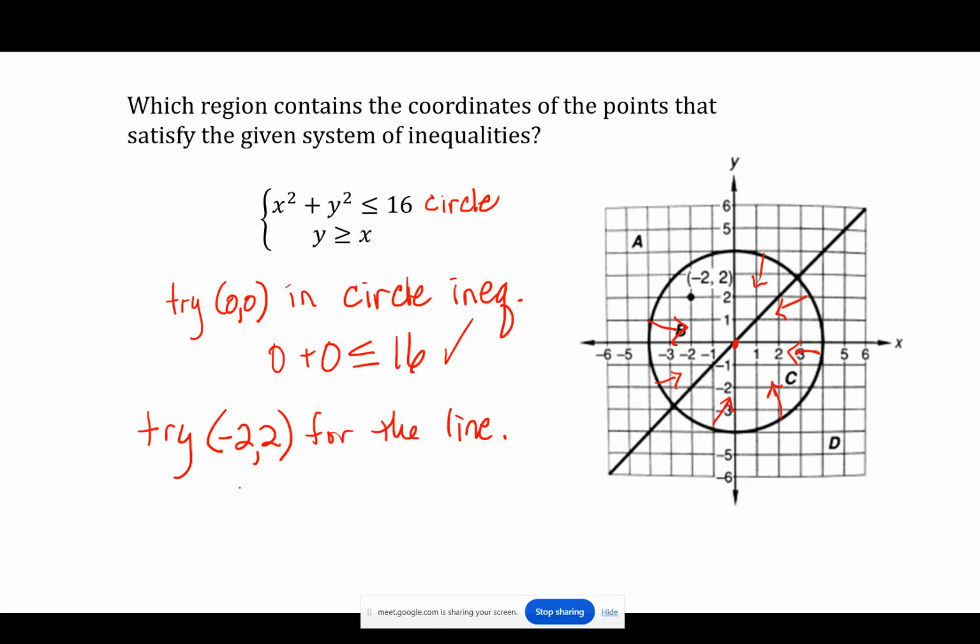So I'm going to try it. Y greater than or equal to x. So 2 is greater than or equal to negative 2. That is true. And so I should shade that side of the line, above and to the left. And so if I look at both of those things, inside the circle and above and to the left of the line, then I am talking about section B. So B would be my region that I would shade.